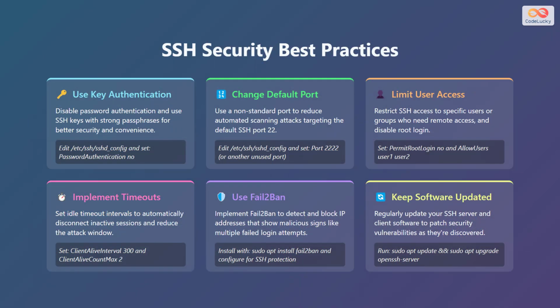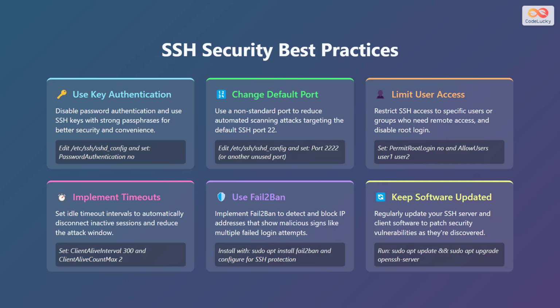Finally, let's cover some SSH security best practices. First, use key authentication by disabling password authentication and using SSH keys with strong passphrases for better security and convenience. You can edit /etc/ssh/sshd_config and set PasswordAuthentication no.